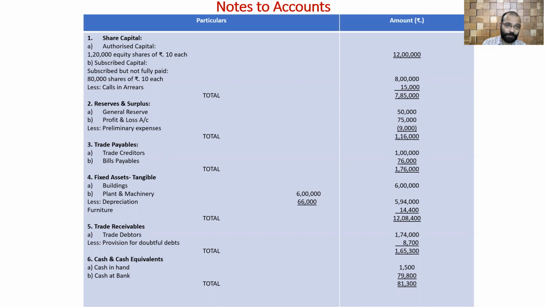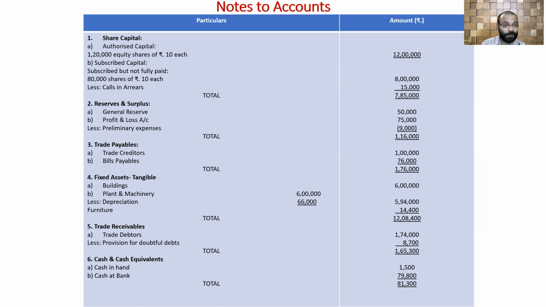Next is reserves and surplus. In reserves and surplus, the question gives general reserve separately, 50,000, right? Then the profit and loss account opening value is also given, 75,000, right? Now, this has to be taken minus the preliminary expenses. Preliminary expenses, we don't show it in the asset. We have to show it in the liability.